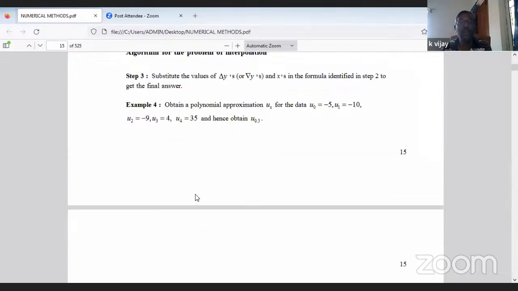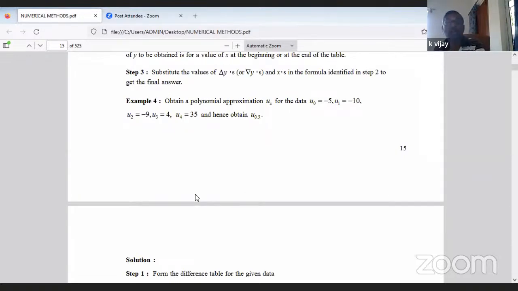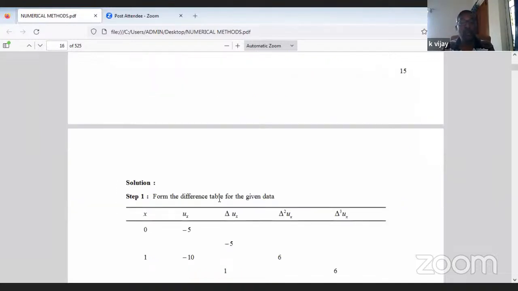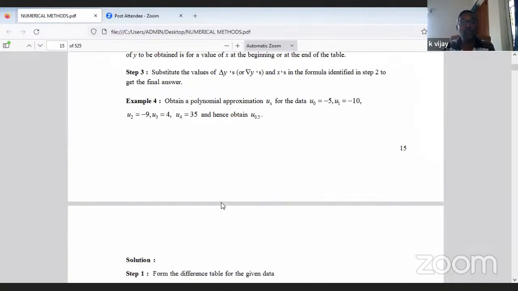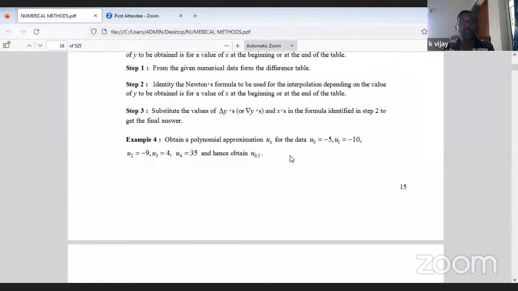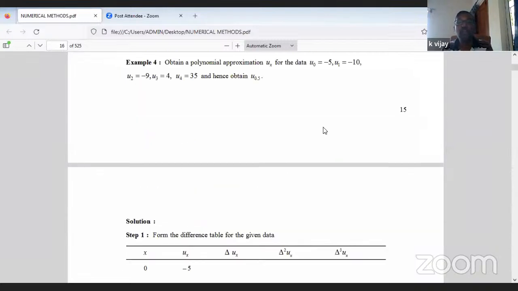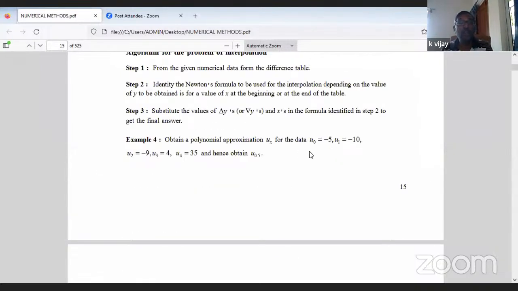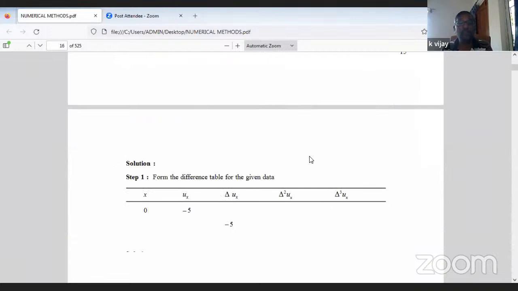Another example we are taking here. Obtain a polynomial approximation u of x for the data u0 is equal to minus 5, u1 is equal to minus 10, u2 is equal to minus 9, u3 is equal to 4, u4 is equal to 35, and hence obtain u(0.5). So what is 0.5? They have given the data u. How many numbers are given? 0, 1, 2, 3, 4. What values have they given here? Minus 5, minus 10, minus 9, 4, 35.